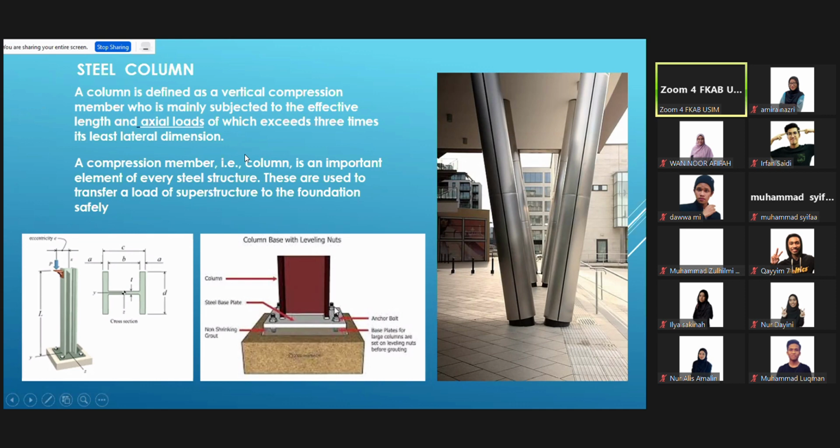This is the steel plate. Below it there's also another nut to stop the plate from actually touching the floor. Actually, the column is floating on the nuts, on the anchor bolt. There's some space here actually, and then the load transfers to the foundation.